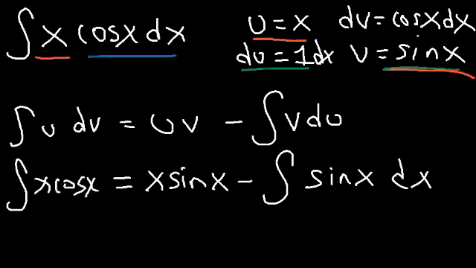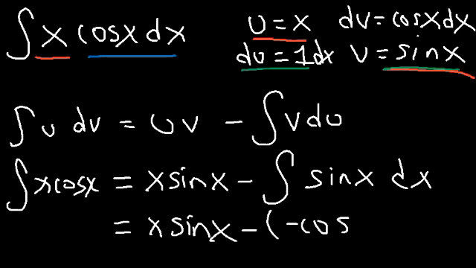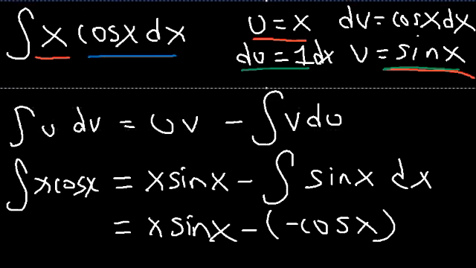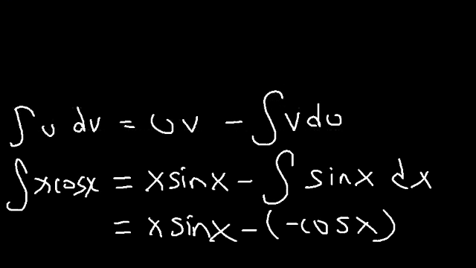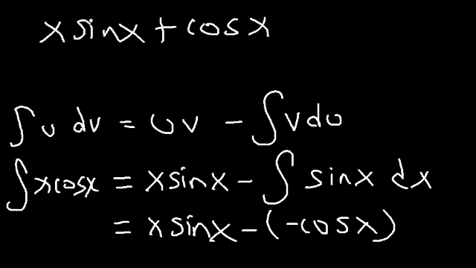Now all we need to do is find the antiderivative of sine. The antiderivative of sine is negative cosine. So we have the final answer. It's going to be x sine x plus cosine x plus c.